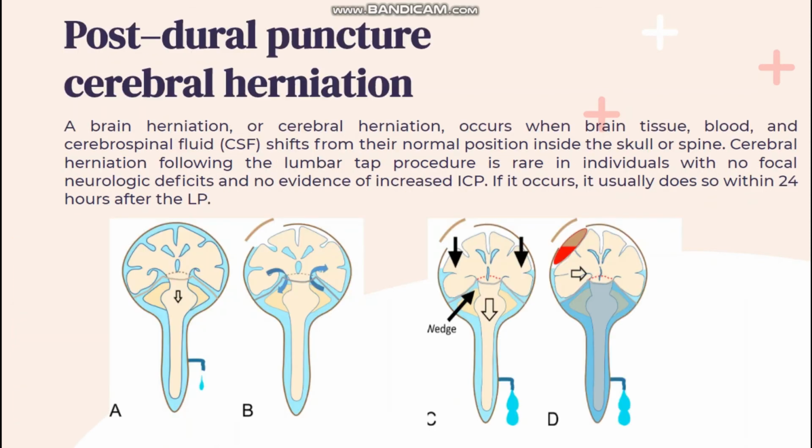And lastly, we have the post-dural puncture cerebral herniation. A brain herniation or a cerebral herniation occurs when brain tissue, blood, and cerebrospinal fluid shift from their normal position inside the skull or the spine. Cerebral herniation following the lumbar tap procedure is rare in individuals with no focal neurologic deficits and no evidence of increased intracranial pressure. If it occurs, it usually does so within 24 hours after the lumbar puncture. Thus, herniation should always be considered in the differential diagnosis if the patient's neurologic status deteriorates during that time frame.